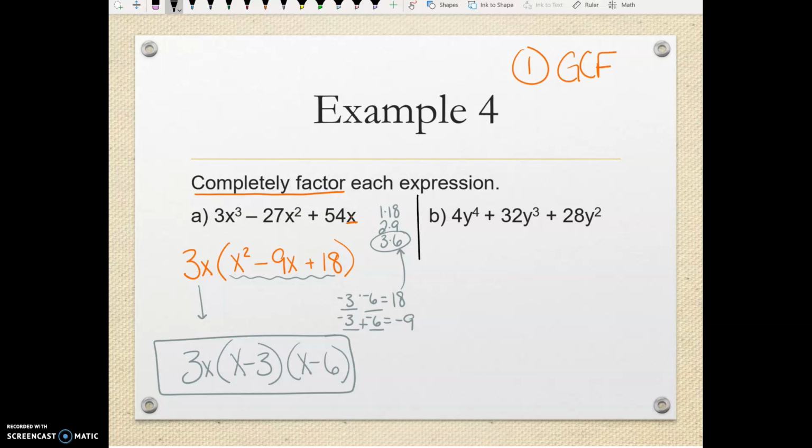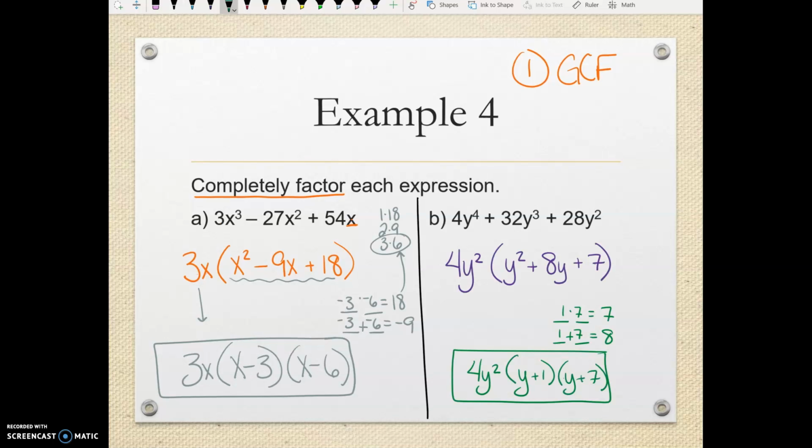So pause the video and try B on your own. Okay, I can divide 4, 32, and 28 by 4. And then the smallest y is y squared, so we can pull y squared out of all of those. And then here's the thing that's left that we need to factor. So two numbers that multiply to give us 7 and add up to 8. That would be 1 and 7. Don't forget that 4y squared in front.